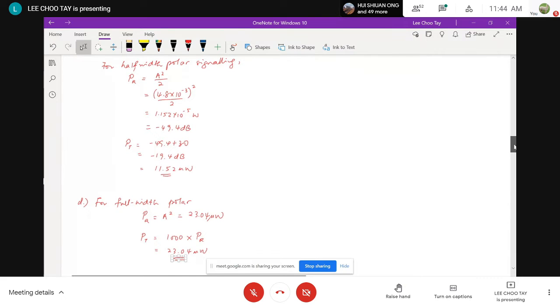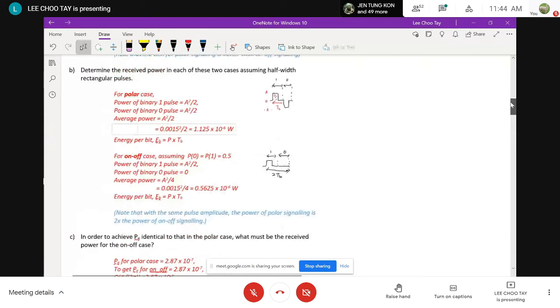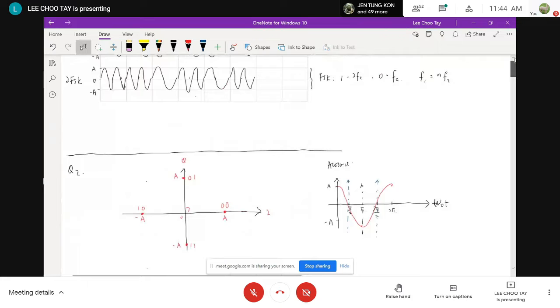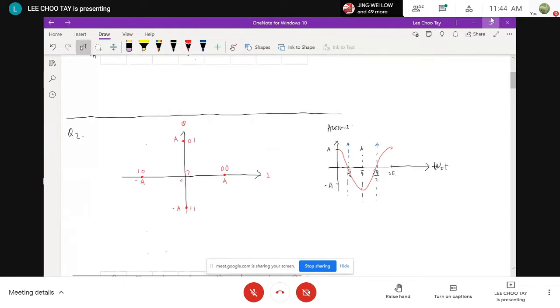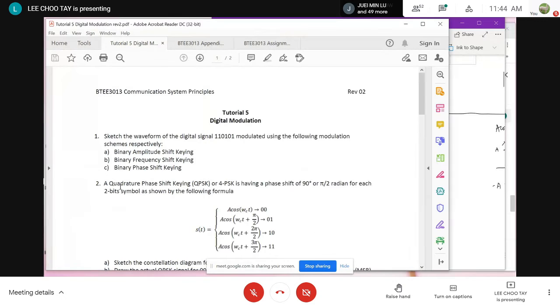So let's move on to second question. Question number 2. In question number 2, we have a QPSK or 4PSK, with a phase shift of 90 degrees or pi over 2 radians for each 2-bit symbol as shown in the following formula.